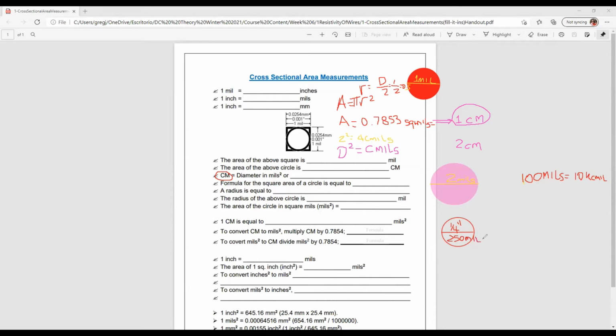And if I apply this formula, by saying 250 mils squared, that's going to be equal to 62.5 kcmil. Any questions about that? Are we good so far?